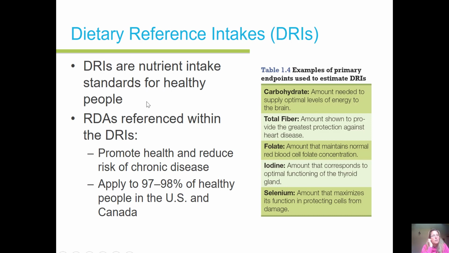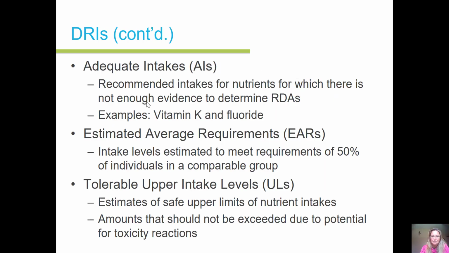So anyone who is not diagnosed with disease, you're healthy, your DRI, your dietary reference intake, is basically the amount of food you should be eating for each of those different food groups and those different nutrients. And then some other terms that you might see over the course of the semester is AI, adequate intake. And that's just a number that's recommended when there's not enough research out there to give us an RDA. So there are certain vitamins and minerals like vitamin K and fluoride that do not have an RDA set for them, but they do have an adequate intake set.